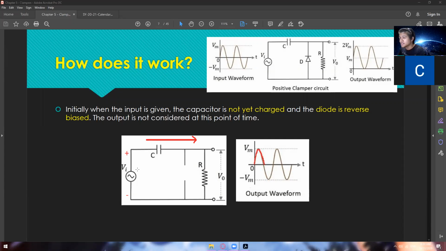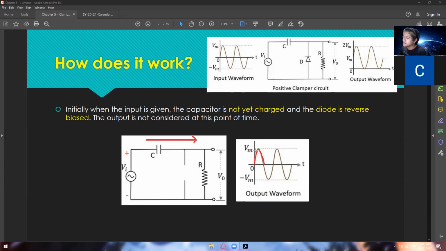As you can see right here, for the positive half cycle, we have this kind of output. Whatever is the V sub I is now equal to V sub O. Our capacitor will not get charged right now since all of our voltage input will pass through this load resistor. So here's our very first output.